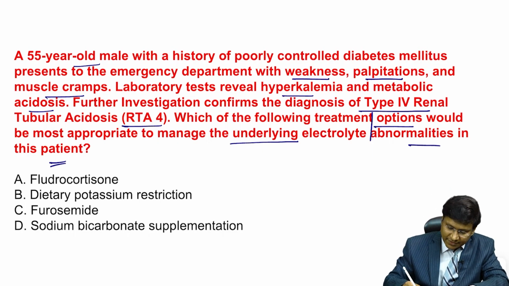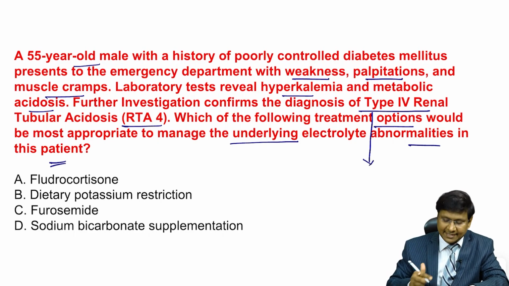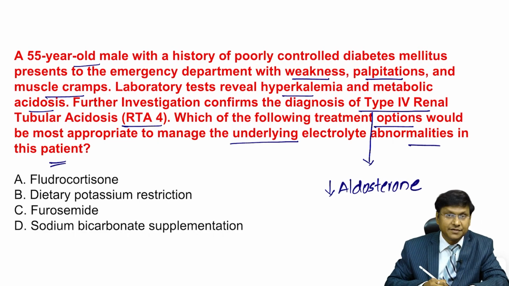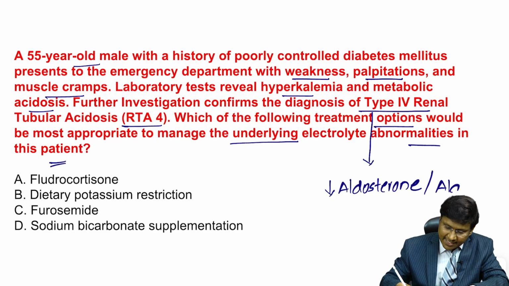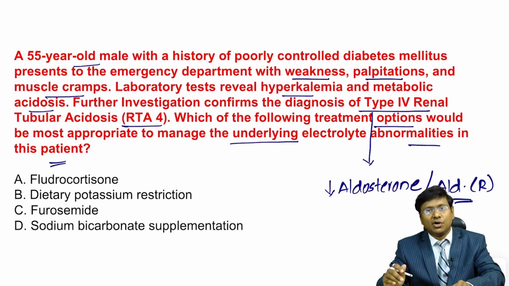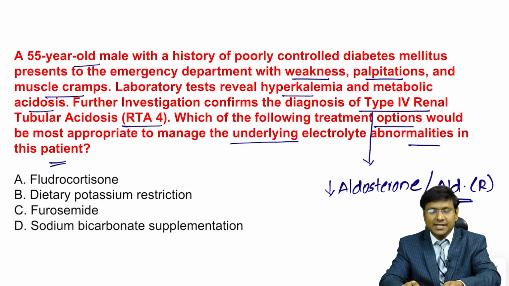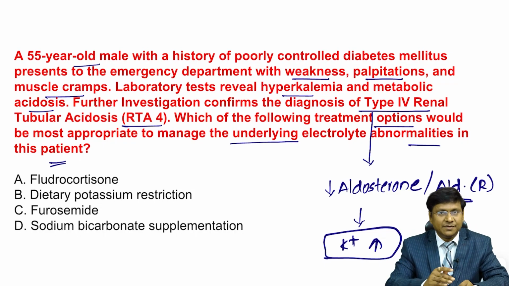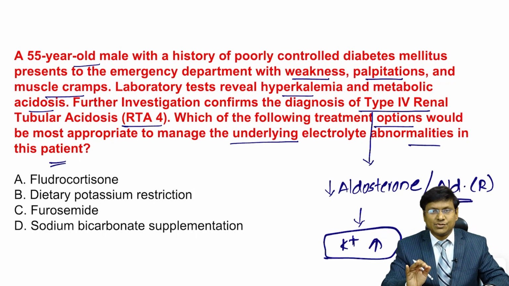Now, in case of type 4 renal tubular acidosis, what exactly will be the problem? The problem in case of type 4 will be either aldosterone deficiency or aldosterone resistance. So that is the problem in type 4 renal tubular acidosis. Because of the aldosterone deficiency, the potassium does not get excreted out, and this will result in hyperkalemia. Now, in case of type 4 renal tubular acidosis, you need to give a drug which is an aldosterone analog.